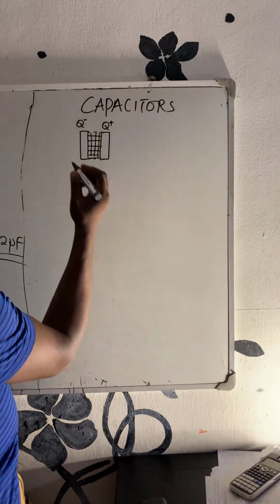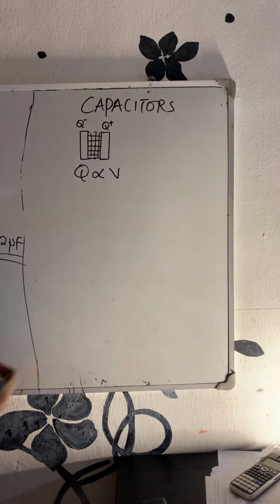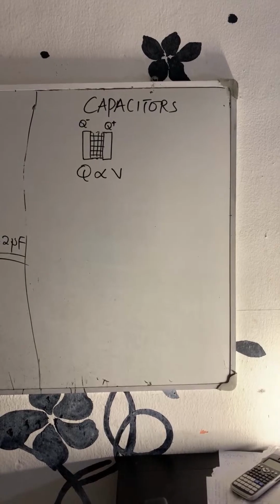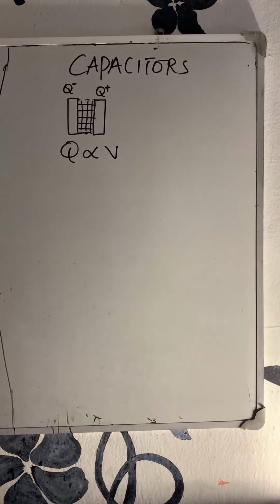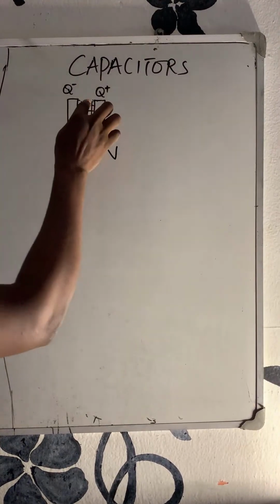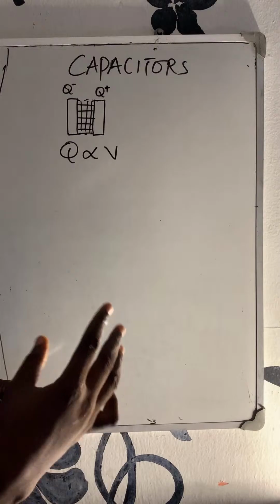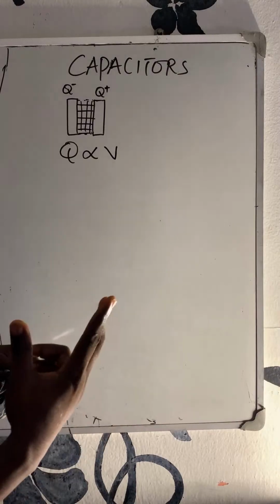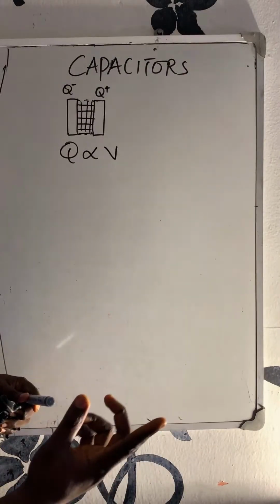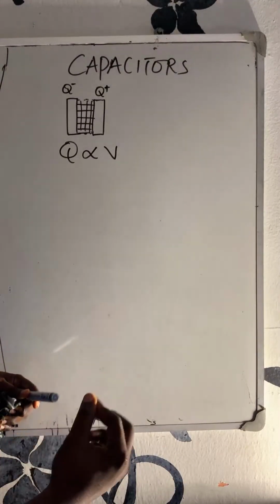I want you to understand that the charge is always proportional to V. That is number one thing you need to understand. This dielectric is what we call the insulator body, and there's a reason why you put a dielectric in a capacitor. It helps to increase the capacity of a capacitor. The capacity of a capacitor, otherwise known as capacitance, is the ability of a capacitor to store electrical charge.